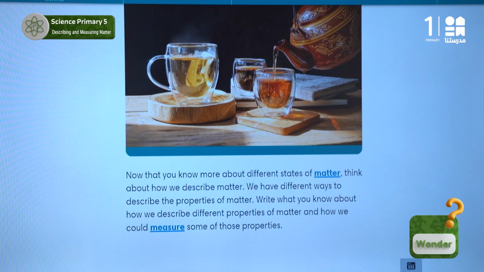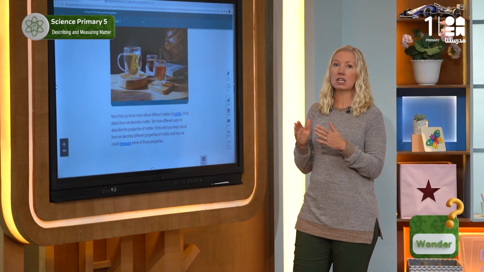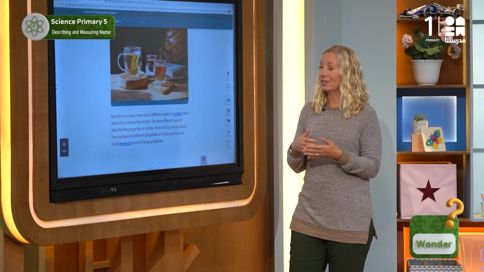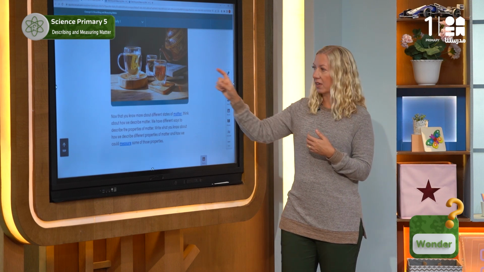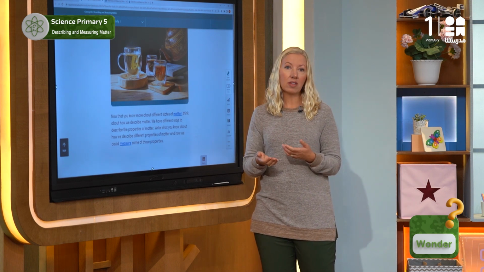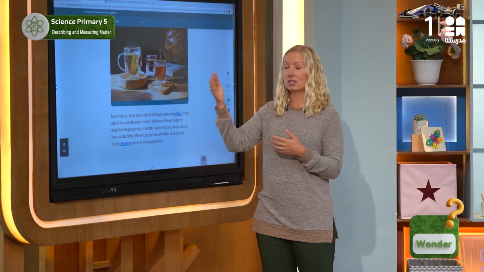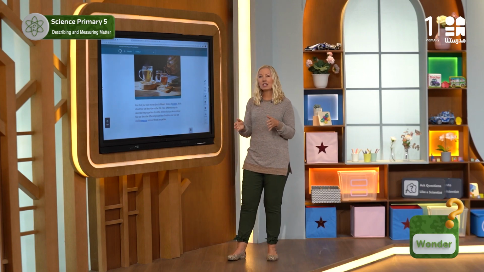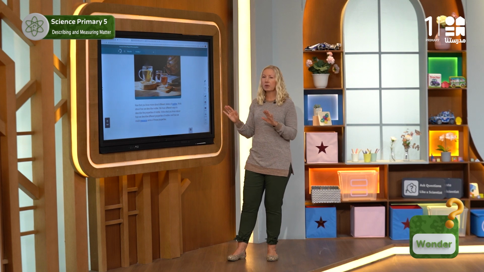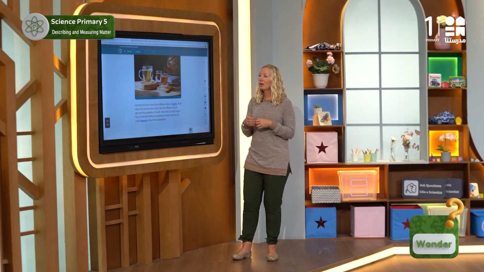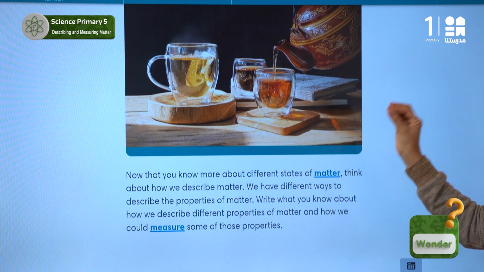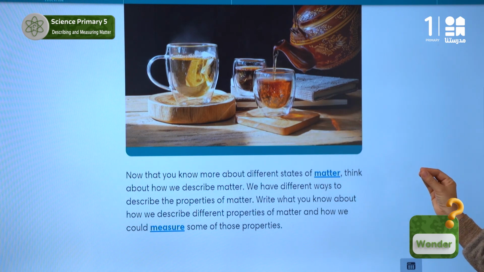I can say that the tea in the cup and the tea in the teapot are in the liquid state, while the teapot itself and the cups are in solid state, and the steam is in the gas state. You were easily able to observe all three states of matter from just a simple image. Think about the observable differences between the tea, the cup, and the steam.